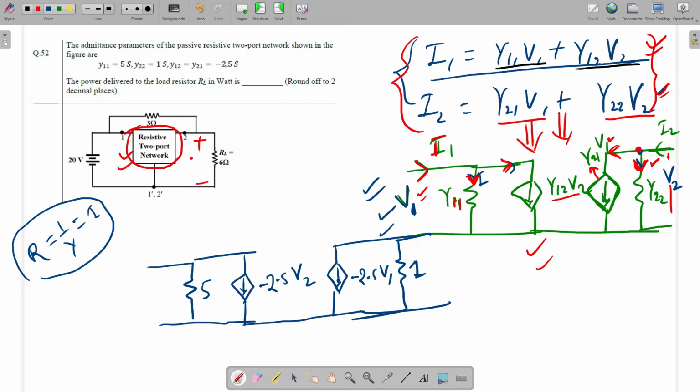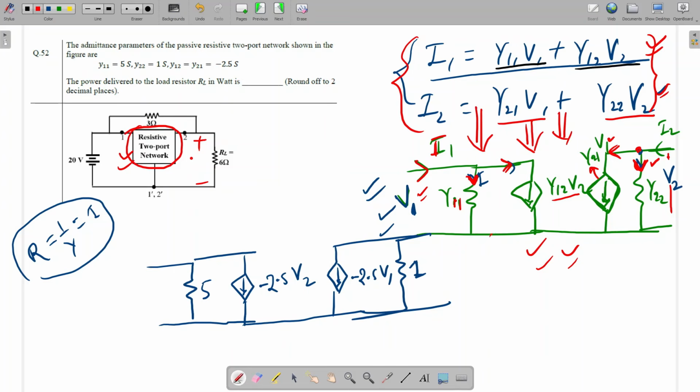For any two-port equation, you can first draw this kind of network and connect it in the circuit. After that you can do any KVL, KCL analysis. Up to now it is clear from this equation to this circuit. Everyone got clarity? Yes, sir.